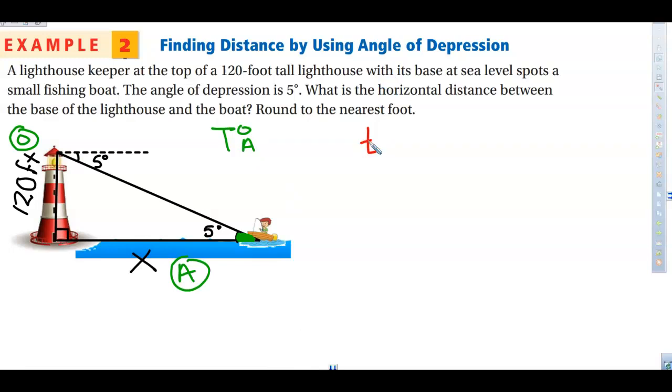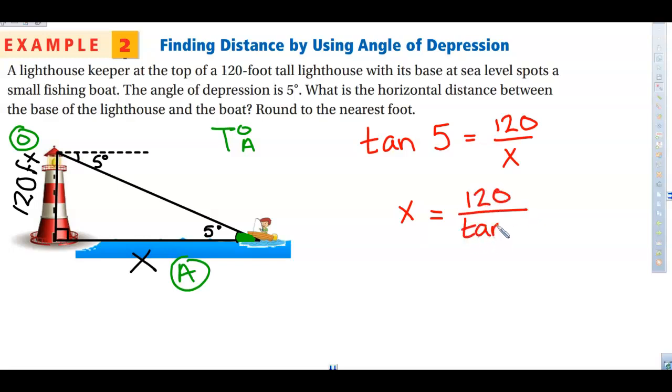So I'm going to say the tangent of my angle, so it's the tangent of 5 degrees, equals my opposite side, which is 120, over my adjacent side, which is X. All right, from here, X is in our denominator, so that means we are going to divide. So it's going to be 120 divided by the tangent of 5. And then we're going to put this in our calculator. Now, we want to round to the nearest whole number. So our answer when we round to the nearest foot is 1,372 feet.